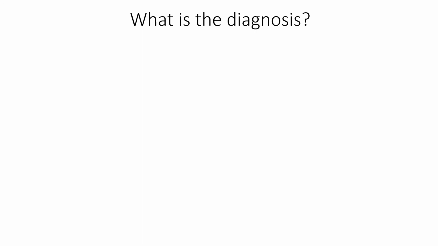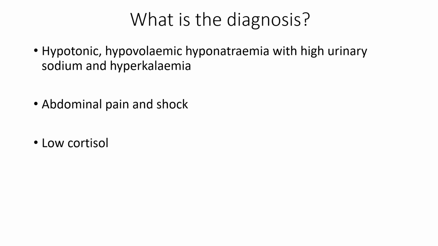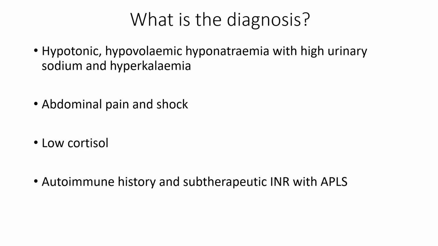So what's the diagnosis? Let's put the pieces together. So he's hypotonic, hypovolemic hyponatremia with a high urinary sodium. He's also hyperkalemic. He's got abdominal pain and shock, a low cortisol, an autoimmune history, and a subtherapeutic INR with APLS. This is something to do with his.